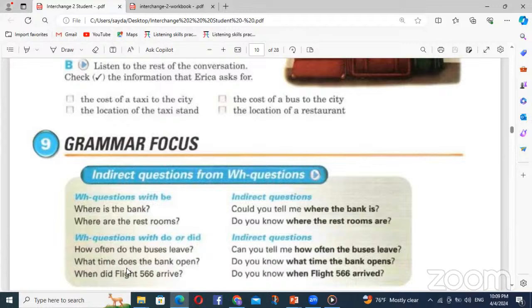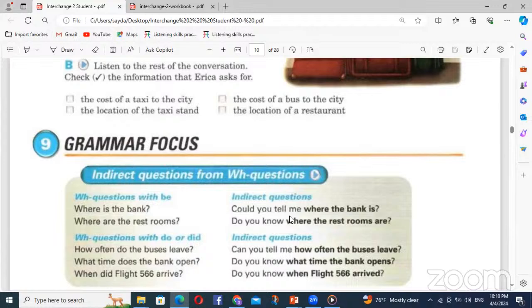Pay attention to this structure because we are going to make it differently. When did the flight 566 arrive? When is the WH word. Did is the helping verb. Flight is the subject, and arrive is the action verb. This is what we call a direct question.